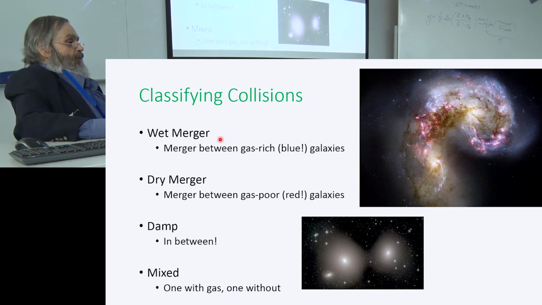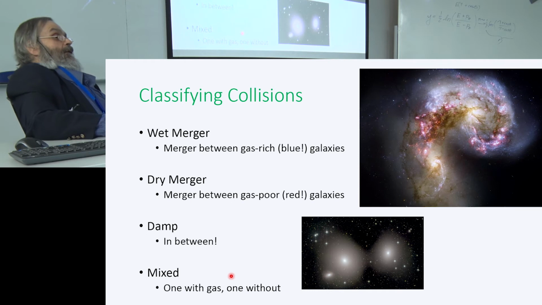A wet merger is between gas-rich galaxies. They're wet in the sense that they're able to make lots of stars. A dry one is where there isn't very much gas to make stars, and a damp one is something in between. And then there are mixed ones where one has gas and one's without. It's not very satisfying.